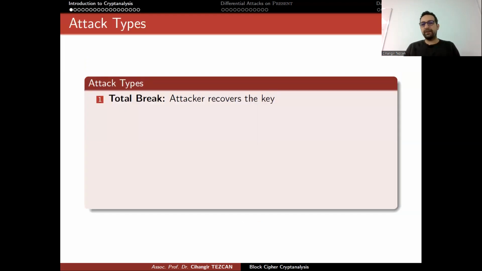So we have some different attack types, but generally when we say an attack, the first thing that comes to our mind is total break. In that scenario, the attacker recovers the key. Since this is the only thing that's secret in a block cipher or in any symmetric key encryption algorithm, this is the main focus of the attacker, right? So the attacker tries to recover the key.